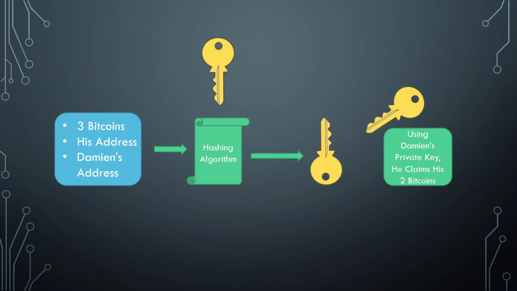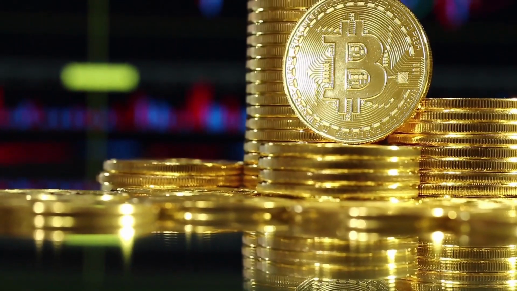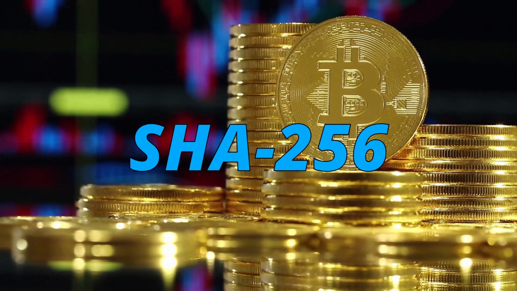Now, if you remember, I mentioned the word hashing. Well, cryptocurrencies use hashing algorithms that convert data to a fixed length character or a hashing key that is impossible to guess. Different cryptocurrencies use different hashing algorithms. Bitcoin uses a hashing algorithm named SHA-256.